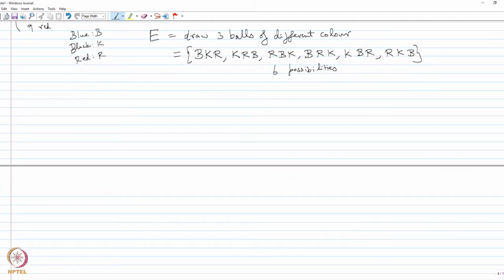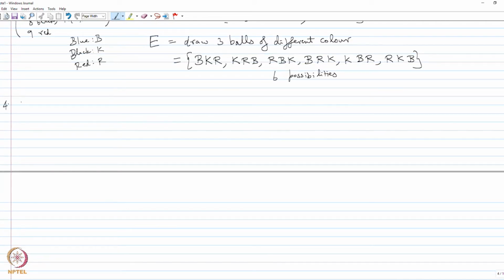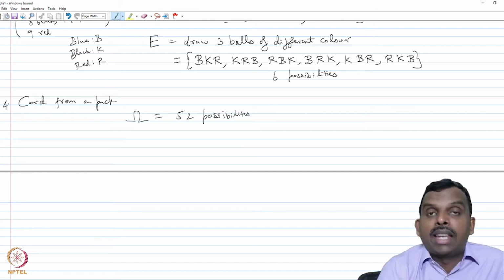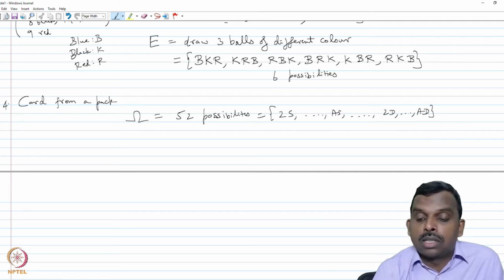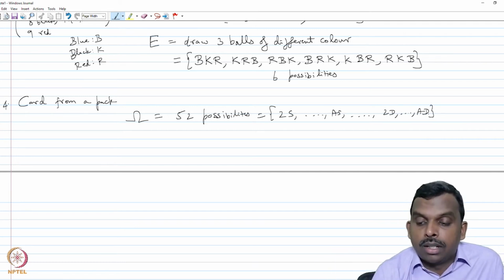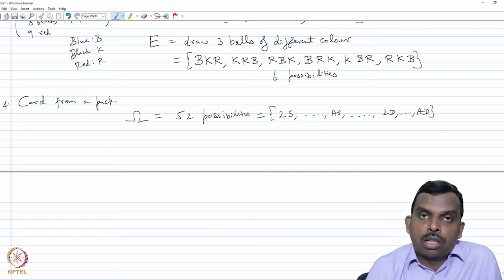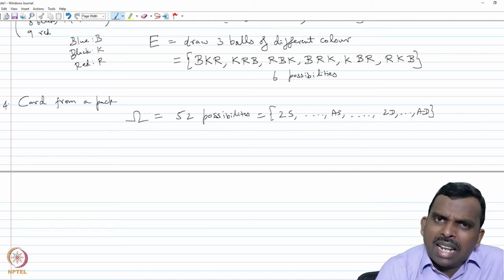Then the next example I'm going to talk about is a card from a pack. Here again we know that the set of all outcomes has 52 possibilities. I gave you a notation for how to denote these things. You can have 2 of spades all the way till ace of spades, and so on till 2 of diamonds till the ace of diamonds. You have 4 suits, and then 13 different cards in each suit. You can have all these possibilities come up. So that's omega. You can have different events now.